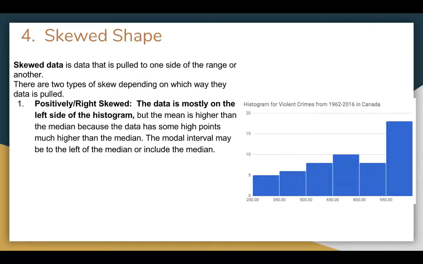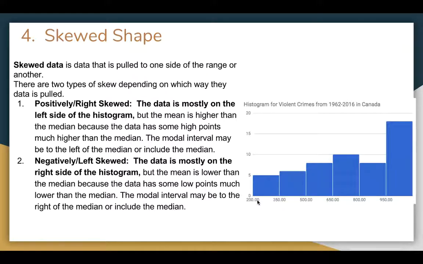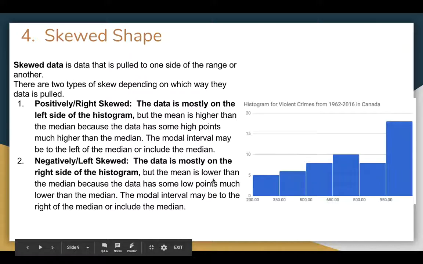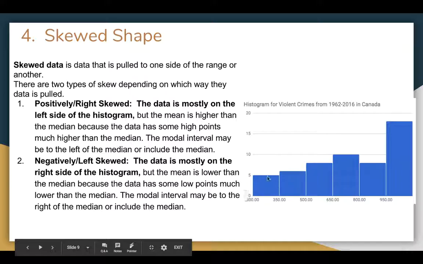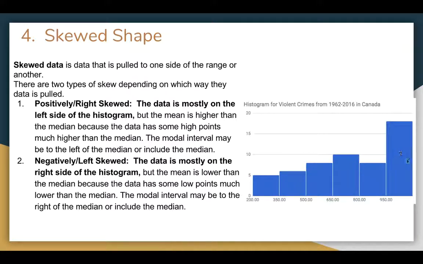So positive right skewed would mean the average is being pulled to the right. This is actually negative left skewed. Because there's some numbers that are way lower than where the median is, which the median would be somewhere in here, the middle number, because there's so many right here. The average, because there's these points that are just way lower than the median, is actually going to be lower than the median. That's not always the case, but generally in skewed data, what the skew means is the average is being pulled to the left. So this is left skew.